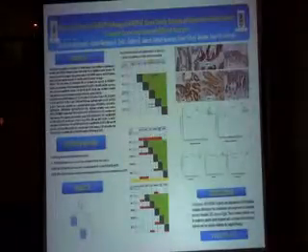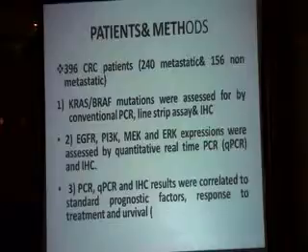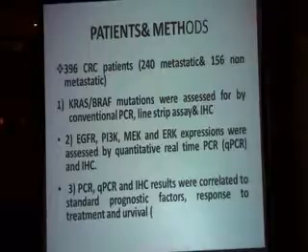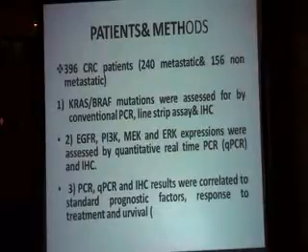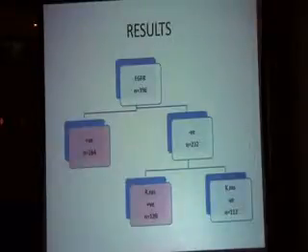In this study, we assessed a large number of patients, 396 colorectal cancer patients, 240 were metastatic and 156 were non-metastatic. All were assessed for KRAS and BRAF mutation by conventional PCR, line probe assay, and immunohistochemistry. We also tested other genes in the EGFR pathway that are related to KRAS and BRAF, such as PI3K, MEK, and ERK expression by immunohistochemistry and quantitative real-time PCR. And we have seen that some of these were correlated to prognosis.